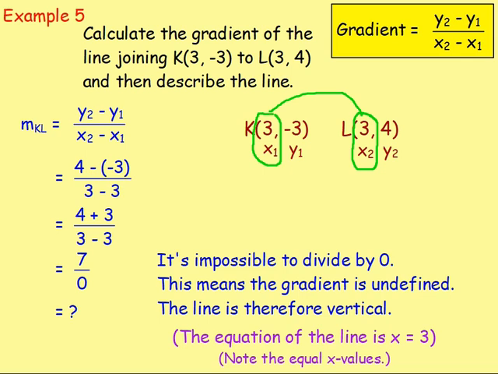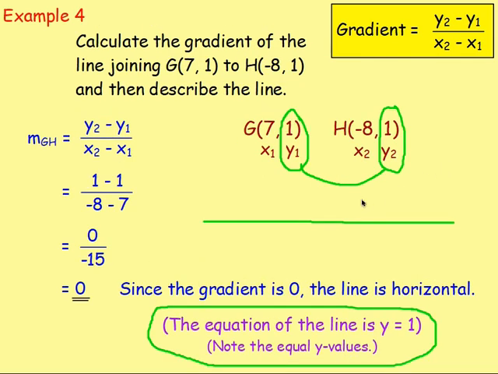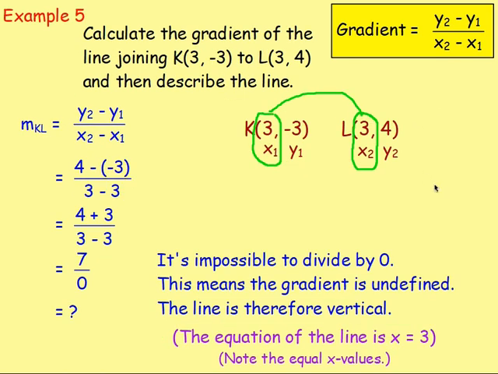If I flick back to the last page for a second, with this one, you saw the y values were equal. They both had a value of 1. The y1 was 1, y2 was 1. So the equation of the line was just y equals 1. Here, in this example, the x values are the same. They're both 3. So the equation of the line would just be x equals 3. But as I said, that's taking it a little bit further to look at the equation of the line.